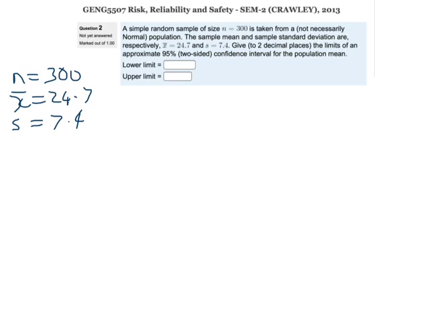So we don't know the population standard deviation, and we don't know what the distribution is of the underlying population. And it says give to two decimal places the limits. So we want a 95% confidence interval again. So alpha is going to be 0.05. So what makes this tricky is you're given here that n is equal to 300. So the question is, am I going to use a t-test? Am I going to use a z-test? What exactly is going on?